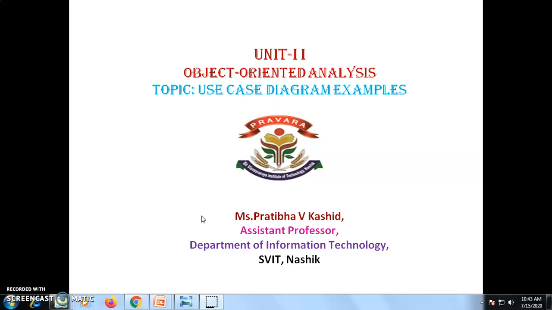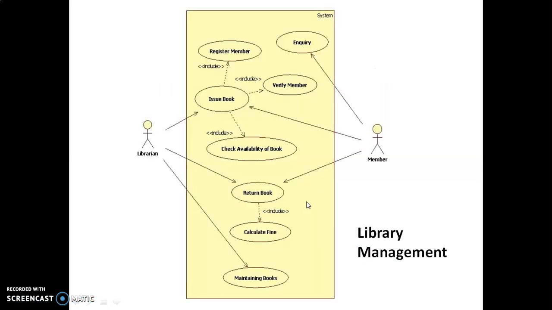We have to draw the use case diagram for whatever example is given. For example, online shopping, ATM, library management, airline system, tours and travel management. We can show the flow of events by using the use case diagram. So the first example we are going to see is library management.